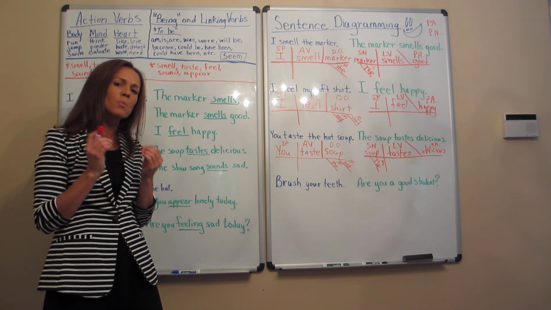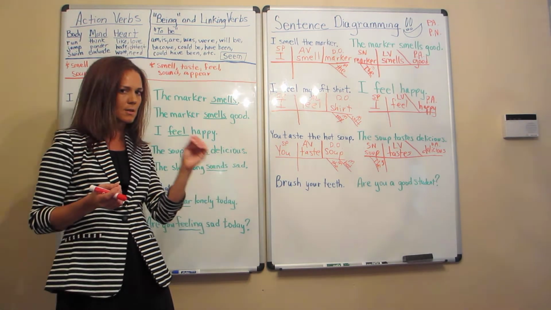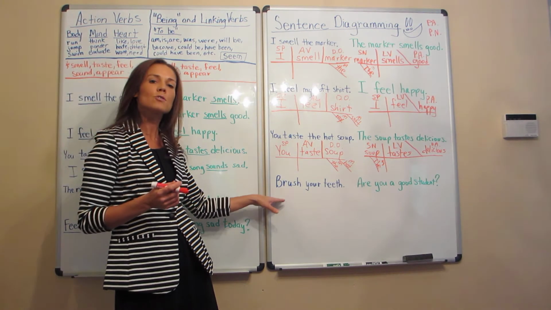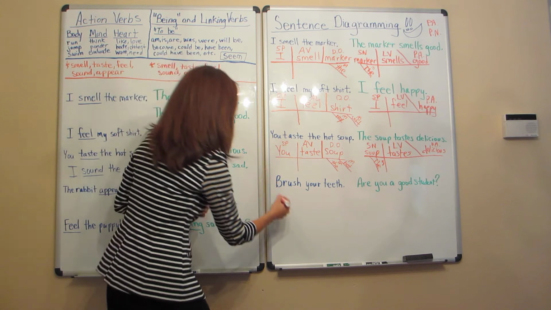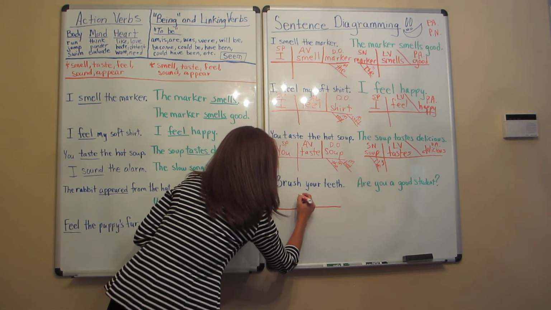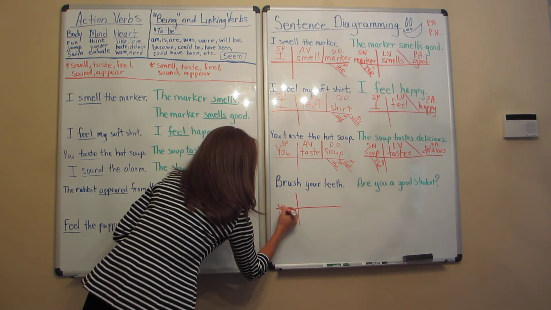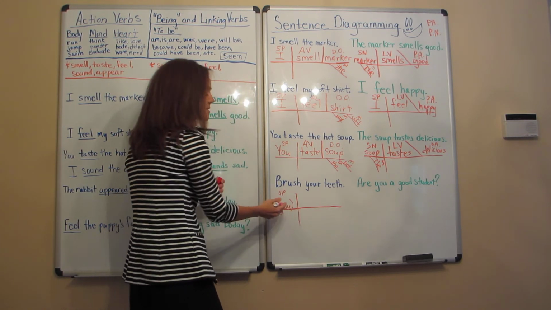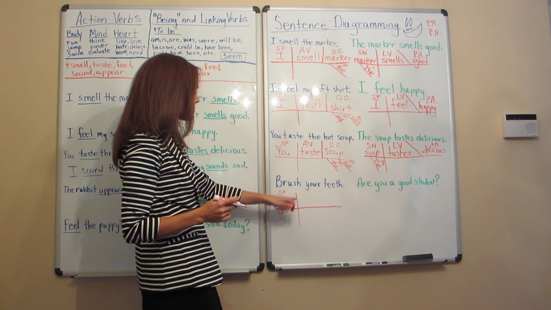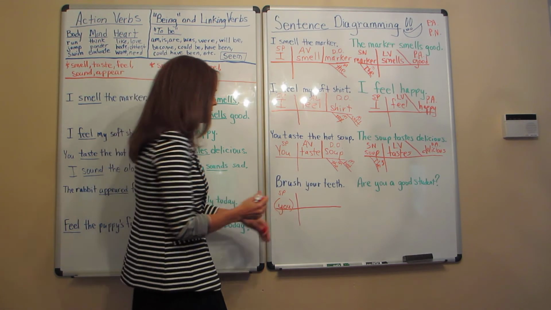Since it's just saying brush your teeth with no person that it's directing it to, it's understood that the subject is you. You brush your teeth. So how we write that is the same for baseline, and we write it in parentheses, and it's a subject pronoun, and it's called you understood. The subject of this sentence is you understood.